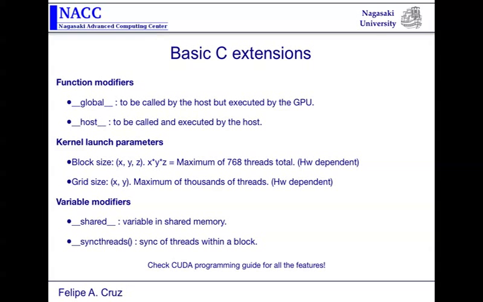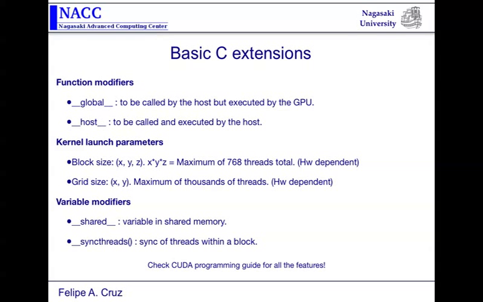So let's review probably the most important parts. You have function modifiers. You can have a global function or a host function. Here, the most important one is global, and it just says that a function that has the global modifier will be executed on the GPU. Then you have the kernel launch parameters, and this is what defines how many threads you are going to run: the size of the thread block, and how many thread blocks you have in a grid. So that's the block size and the grid size, which gives the maximum number of threads that you're going to execute.